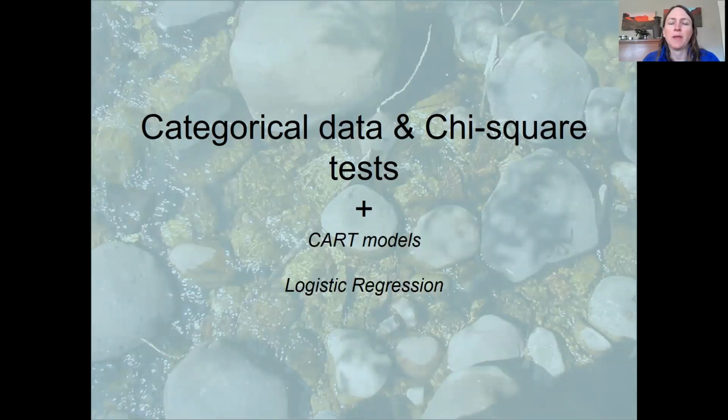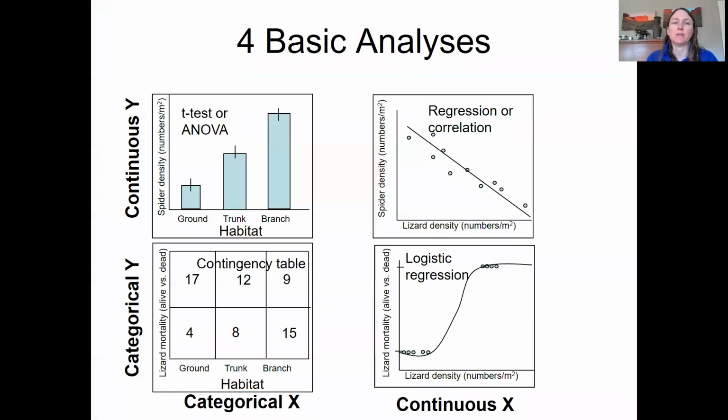This week, we're talking about categorical data and chi-square tests, and we'll go into what are called more advanced techniques called CART models, or classification and regression tree models, and logistic regression.